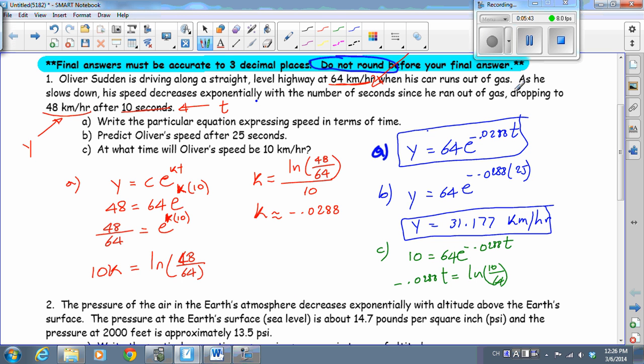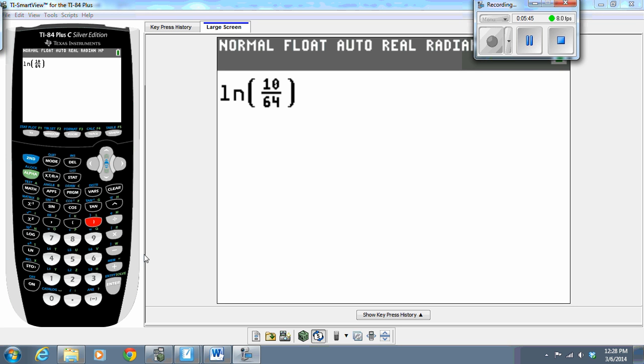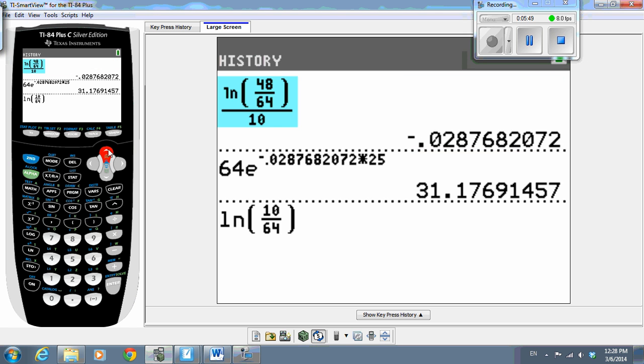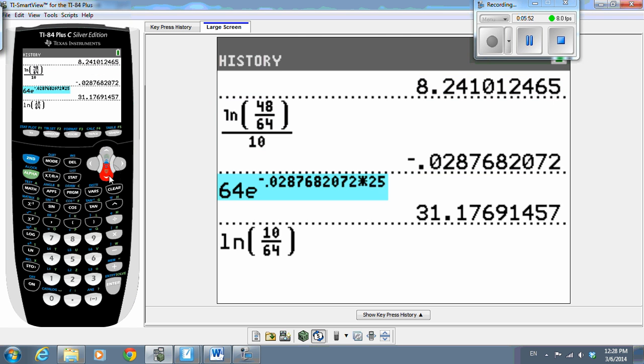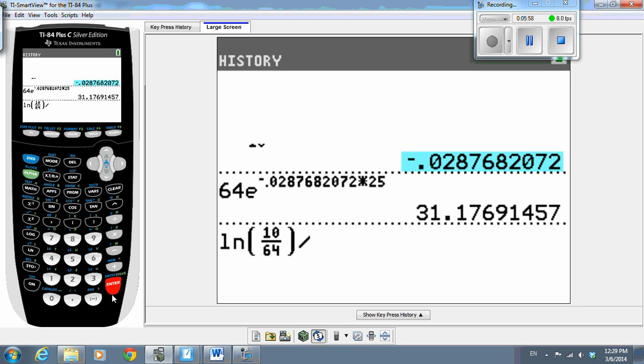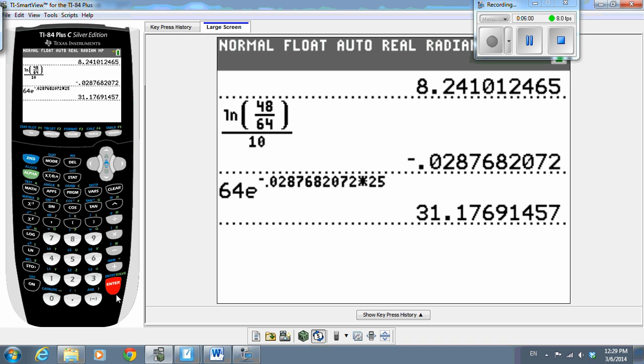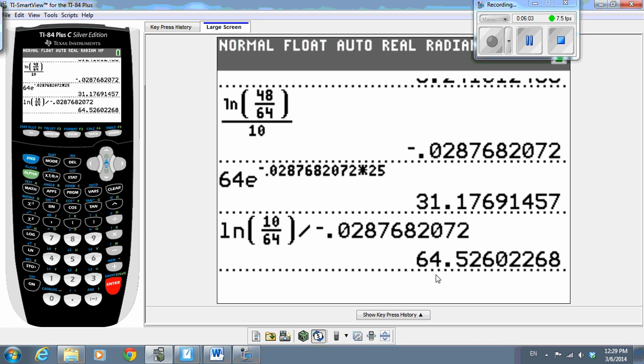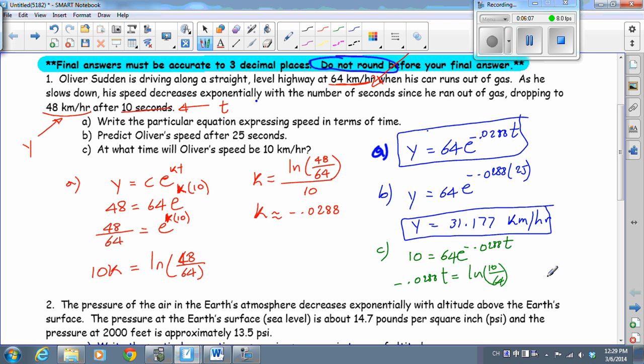So on your calculator, this is how you will plug it in. After putting the natural log of 10 over 64, I'll go all the way back. Before I go all the way back, I'll press divide by, and I'll select back the same value that I keep using instead of the rounded value. And once you press enter, you get 64.526. So as your answer, it will be approximately equal to 64.526 seconds.